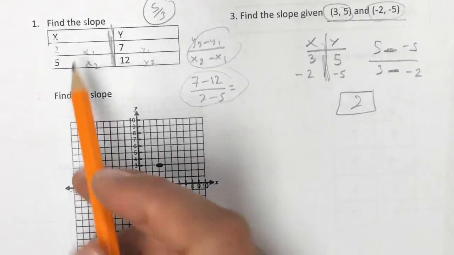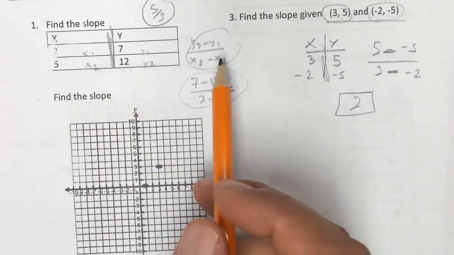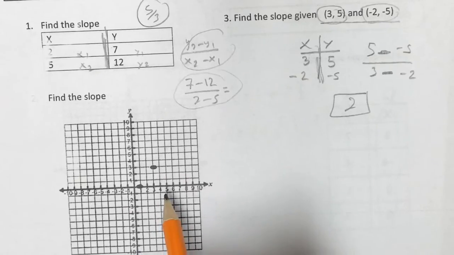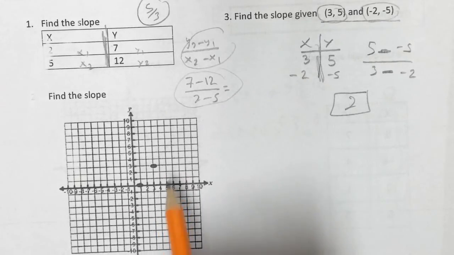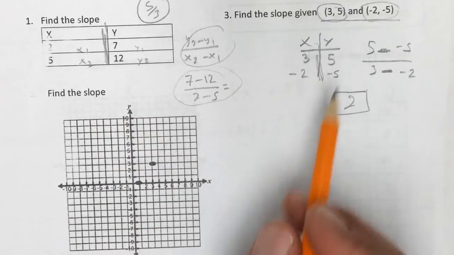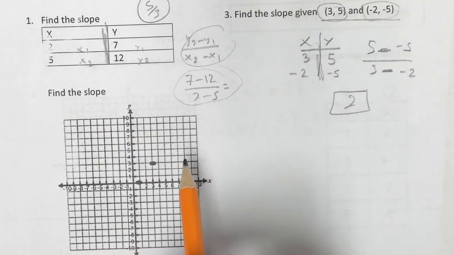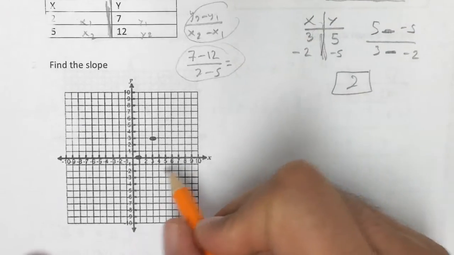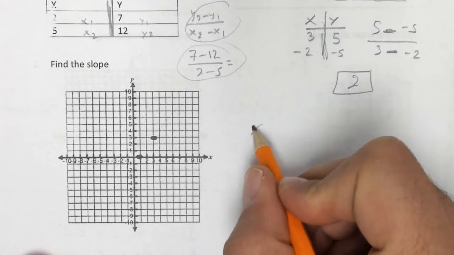Now again, these points are in the table. These points were just given to you, and these points right here are in the graph. So what am I going to do? I'm going to do the same thing. I took those out and I put them in the table, and now I'm going to take these out of this graph and put them in the table as well.